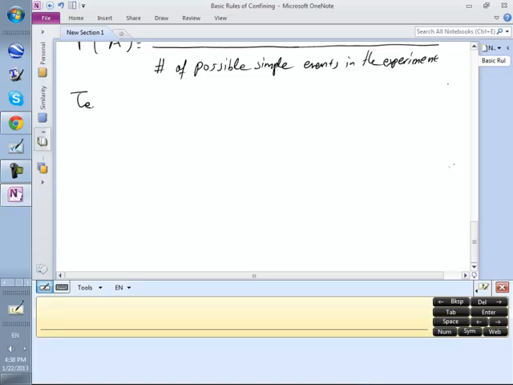So, Texas Lottery. Select 5 numbers from 1 through 56. Okay?